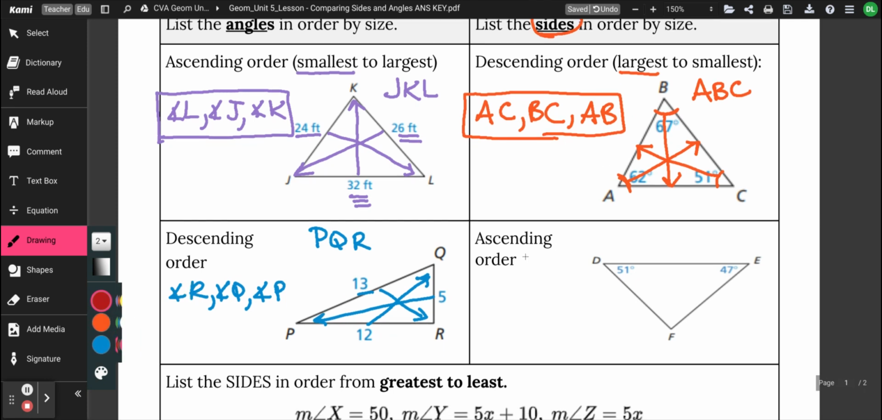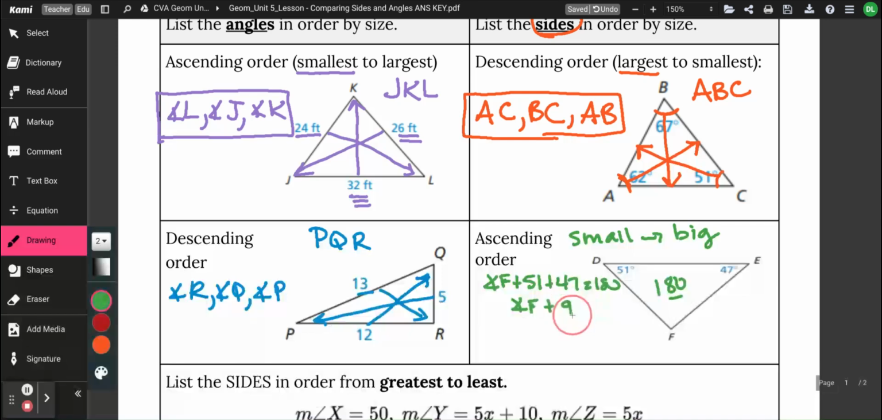On the next one, they ask us for ascending order. So if we do that, it means we're starting with the smallest and going to the biggest. Now notice they give me 2 angles, but I'm missing angle F. I actually have to use the 180 rule in order to find angle F first before I can do anything else. So I know that angle F plus 51 plus 47 is going to equal 180. So angle F plus 98 equals 180, which means angle F is going to equal 82 degrees. So I'll put my 82 in here.